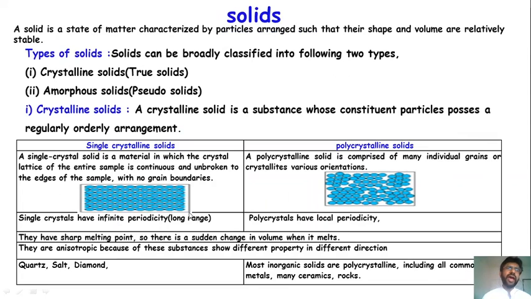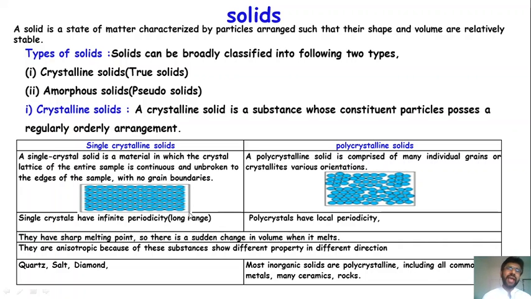Now here we are going to look at solids. A solid is a state of matter characterized by particles arranged such that their shape and volume are relatively stable. Due to the strong intermolecular force of attraction, the particles are arranged properly and uniformly, and so they have a relatively very stable shape and volume.